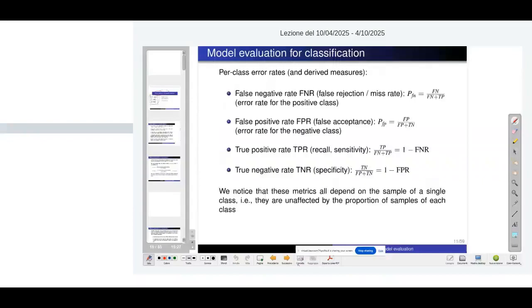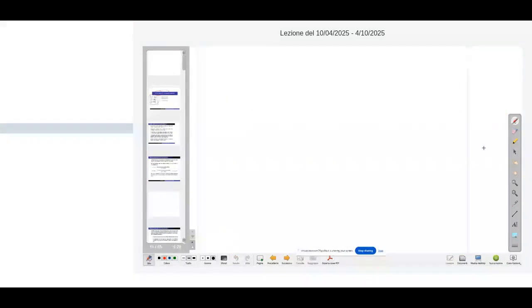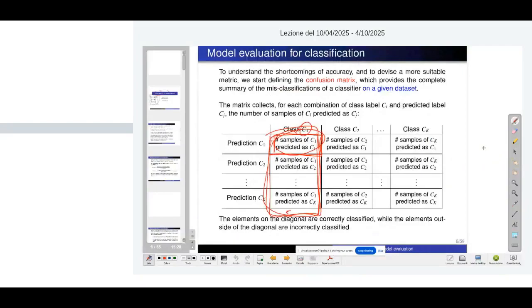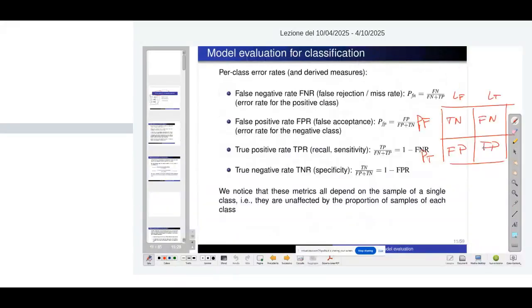Let's go back to the matrix of true negative, true positive, etc. So we have predicted false, predicted true, label false, label true. Then we have false-false, which is a true negative. This is a false negative. This is a false positive and this is a true positive. If I'm not mistaken. As I said, I don't like this naming because it's confusing.